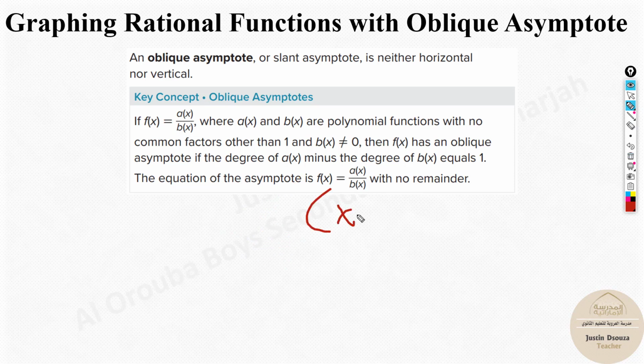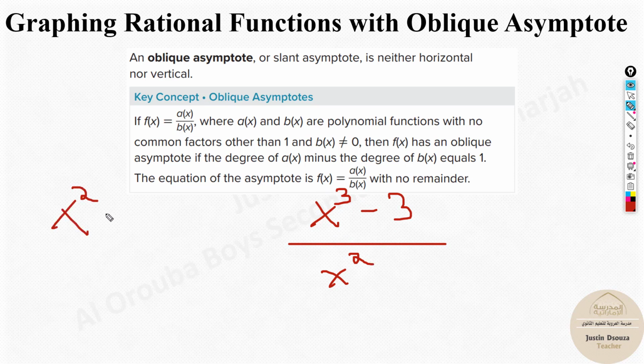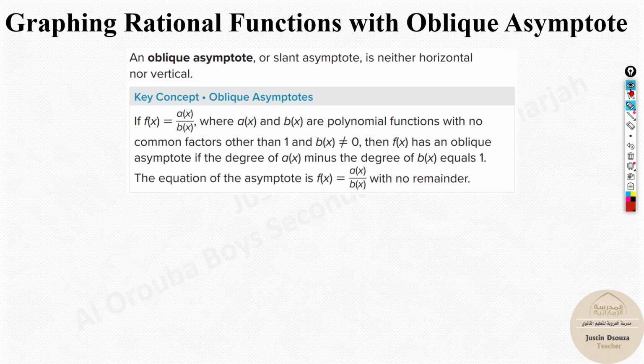Sorry for that. Now I'm getting x cubed minus 3 divided by x squared. Now look at this. I can't factor these out, and the difference here is 1. See, 3 minus 2 is 1. Or if I have x squared plus 2 divided by x, the difference is 2 and 1. So exactly 1 must be the difference. In such cases you will have an oblique asymptote.